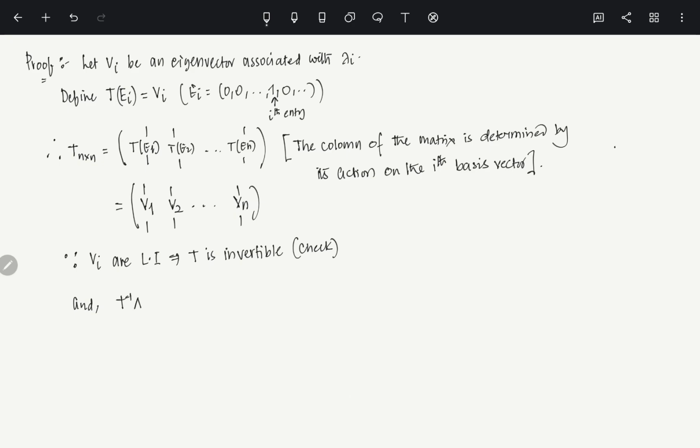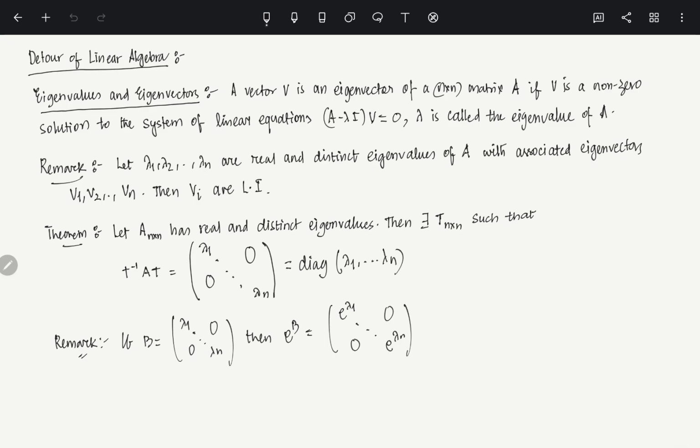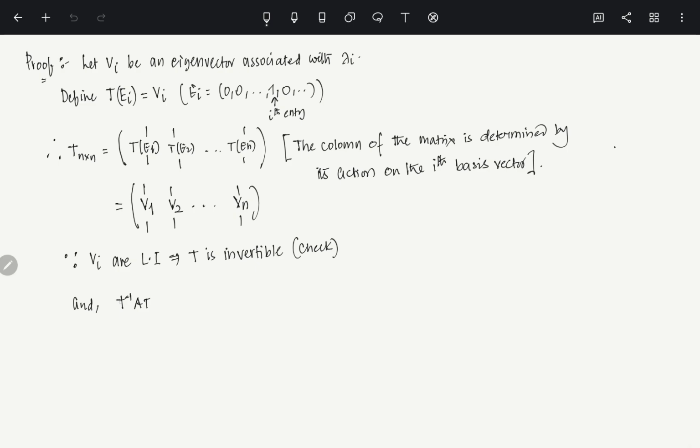Let's look at what happens to T inverse AT. You see what we need to do? We need to write T inverse AT as a diagonal matrix, right? So what happens to T inverse AT? This is a matrix, right? If we want to determine the matrix, we have to determine what it does on the basis elements. So T inverse AT acting at, let's say, Ej. This is nothing but T inverse A, now T acting at Ej. That is the first thing. What is T acting at Ej? This is Vj.